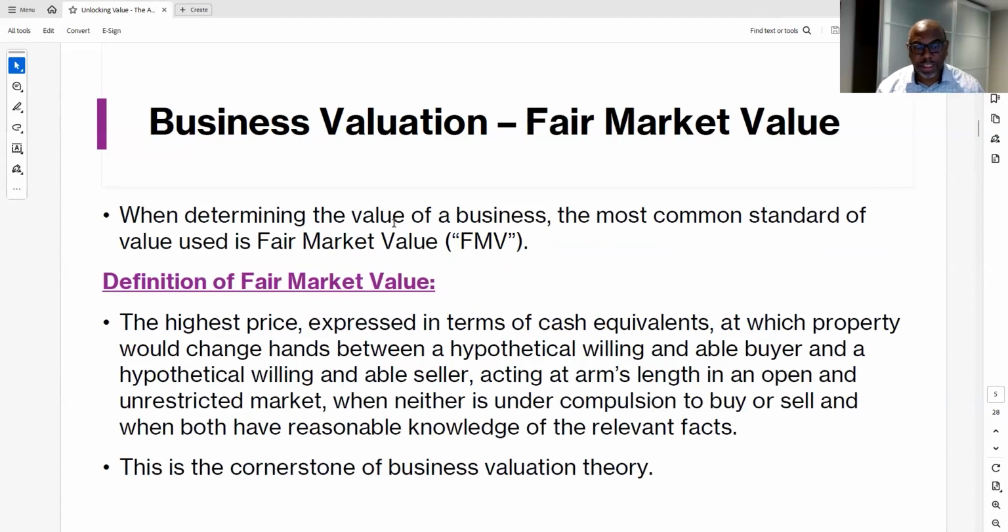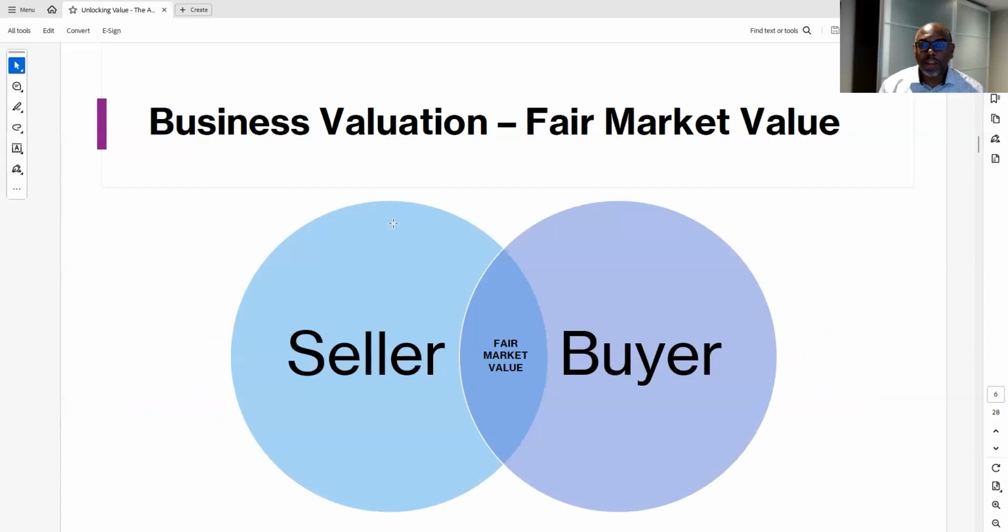But great question. This fair market value is really the cornerstone of business valuation theory. A picture is always a great way to describe this. Fair market value is really the intersection of where a buyer and seller come together and agree on what the value of the asset in question is, or the equity value in question.